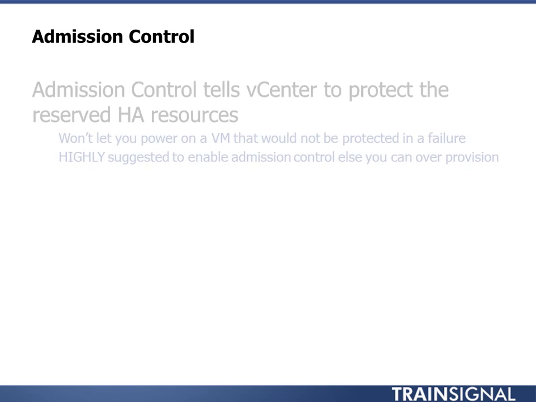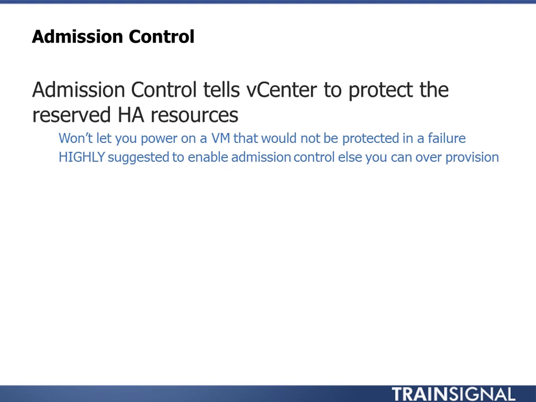So before we jump into how it does it, let's talk about enabling it. We call this admission control. This is a feature that people turn off, forget they've turned it off, and wonder why HA didn't restart their VMs when a host failed. So admission control tells vCenter to protect the reserved HA resources.